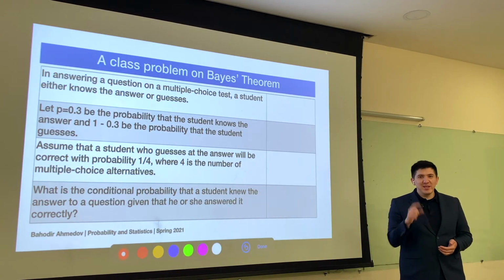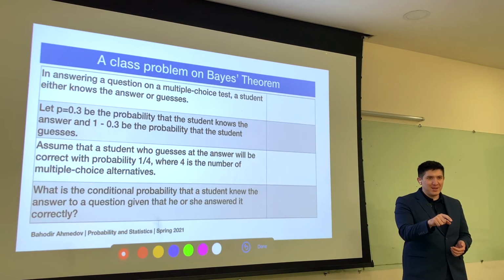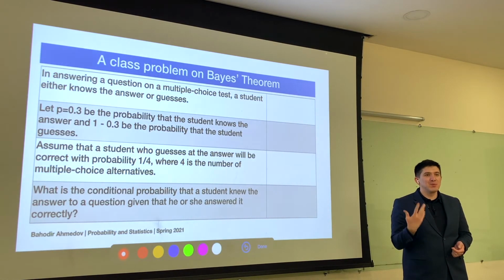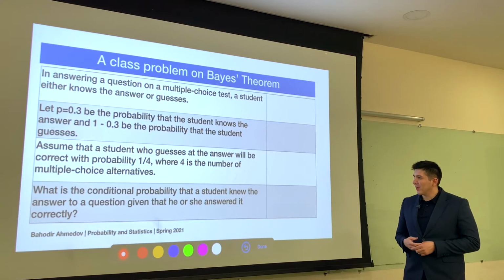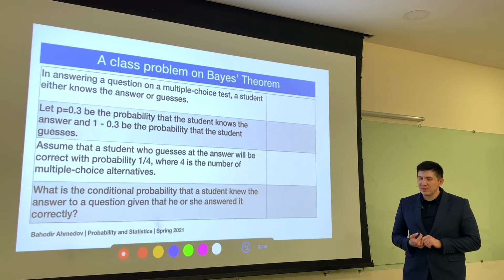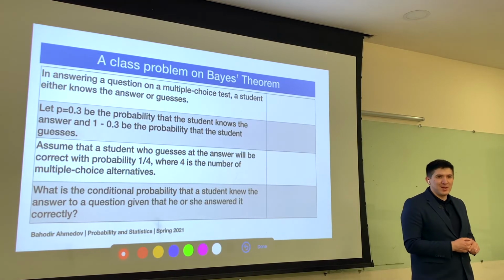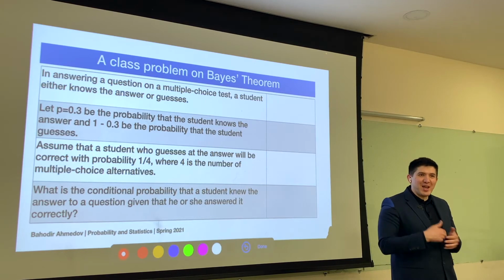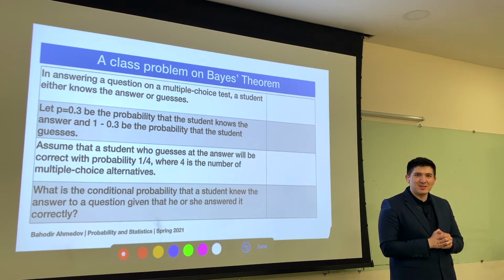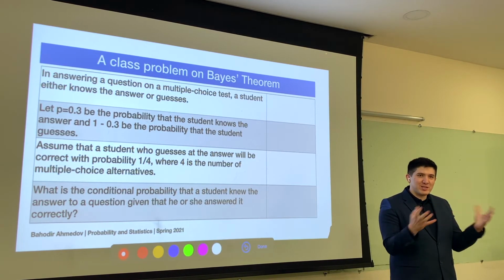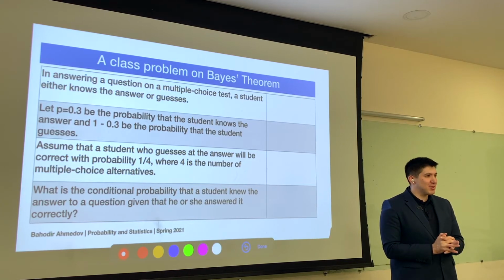If he doesn't know, he's going to guess. If he guesses, the probability that the question is going to be answered correctly is 25%. What is the probability that the student knew the answer given that the answer is correct? Let's assume that after the exam, I'm grading Alexander's answers, and the first question is correct. I'm just curious to know, what is the probability he actually knew the answer?